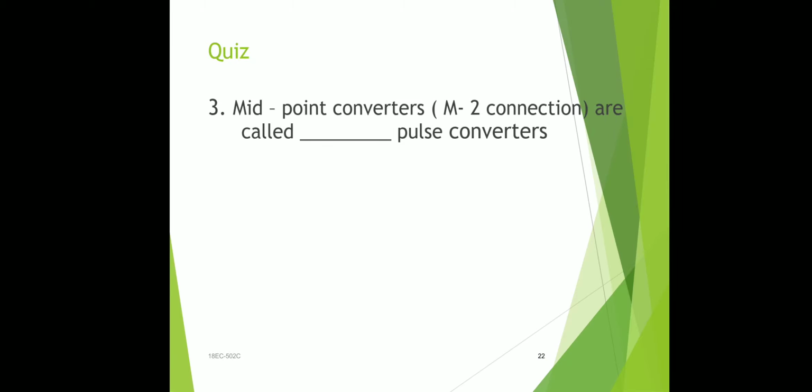Question 3. Midpoint converters with M2 connection are called dash-pulse converters. Option A 1, option B 2, option C 3, option D 4. Midpoint converters with M2 connection are called dash-pulse converters. A fully controlled rectifier is called a two-pulse converter. Option B is the right answer.